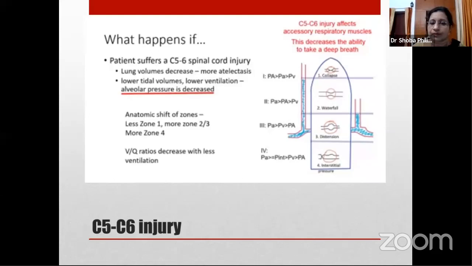So what happens to the zones at that time? There is less of zone 1. There is more of zone 2 or 3, and there is more of zone 4. So when the patient loses the ability to breathe, what happens? There is more of zone 4, that is, more alveoli will be under the effect of the interstitial pressure. More alveoli will be collapsed. And there is some amount of zone 2 and 3, but there is less of zone 1.